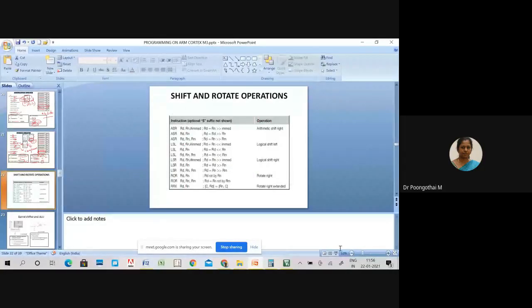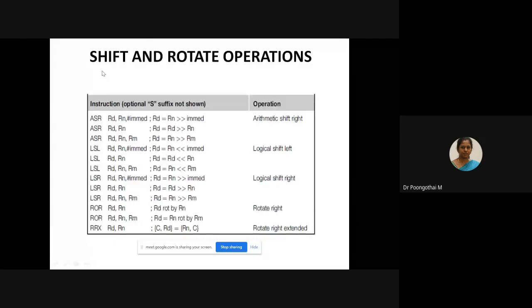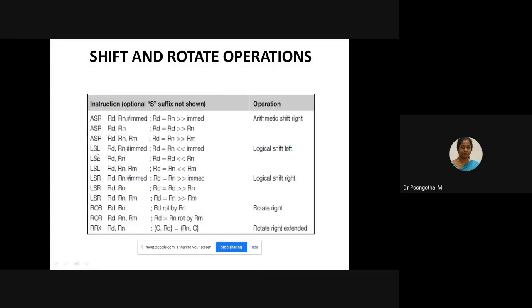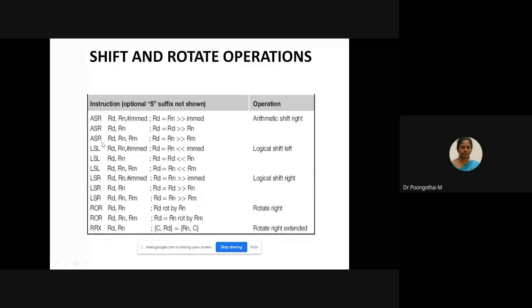Next I am going to explain shift and rotate operations. We have three shift instructions, that is logical shift left, logical shift right, and arithmetic shift right, and two rotate instructions, ROR and RRX.